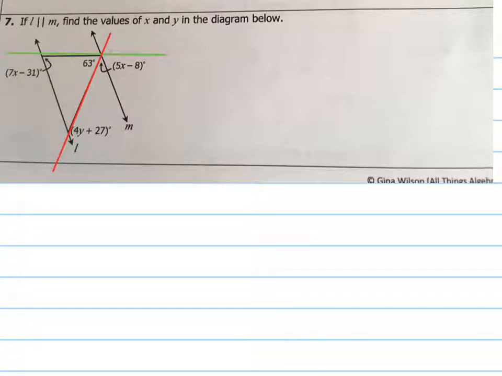Corresponding. Do you see how this angle is equal to this angle right here? Can you see that? Yeah. Those are alternate interior.